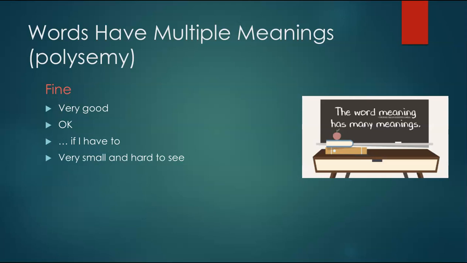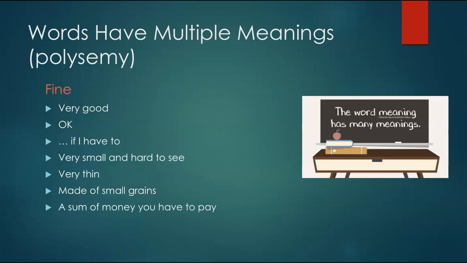Maybe a very fine piece of sand, or small particles that are very small and hard to see. Fine slices or fine layers would be very thin, made of small grains, again, like a fine sand. A fine could be a sum of money that you have to pay. Or to fine someone is to make them pay an amount of money. So in English, we have a lot of words like that that mean a lot of different things. I bet you can think of a lot of them.